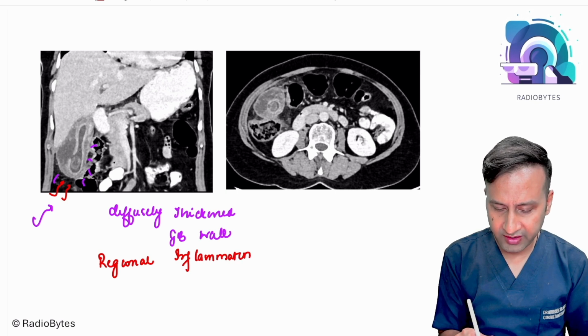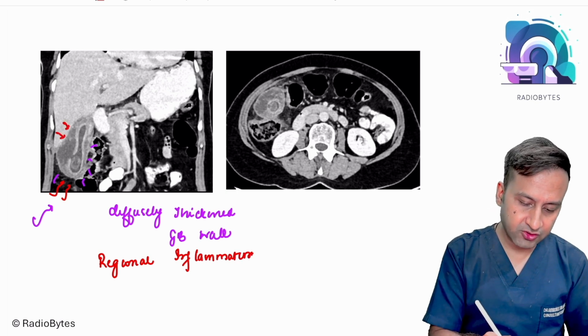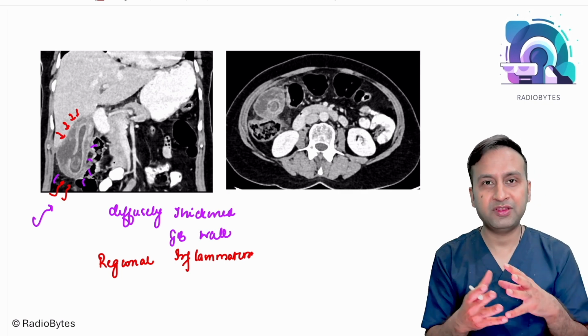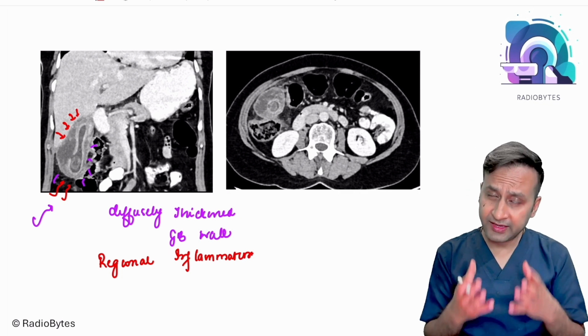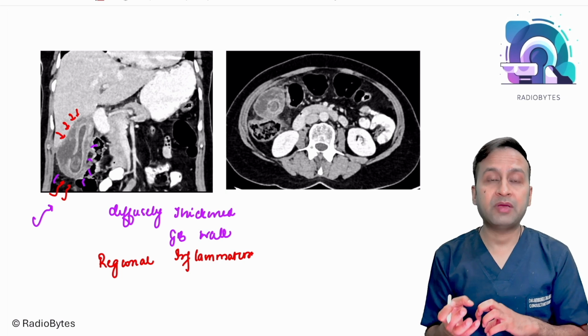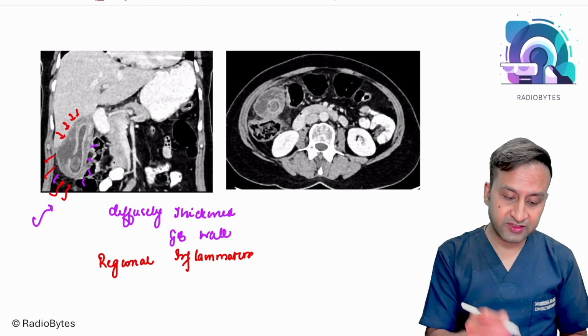To me, it doesn't look like it, because I can see very clear-cut demarcation between the adjoining liver and the thickened GB wall. It still can be malignant, but it should show some infiltration. There is homogeneous thickening of the GB wall.